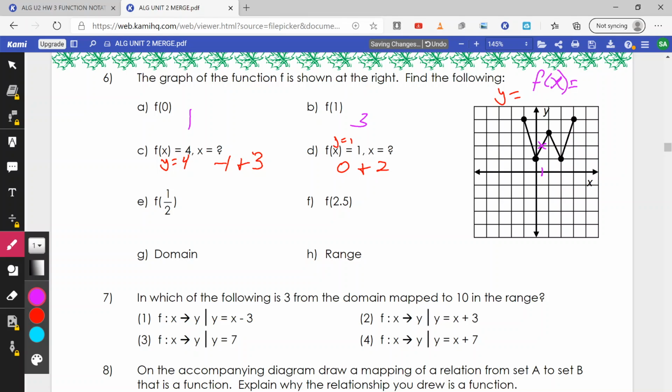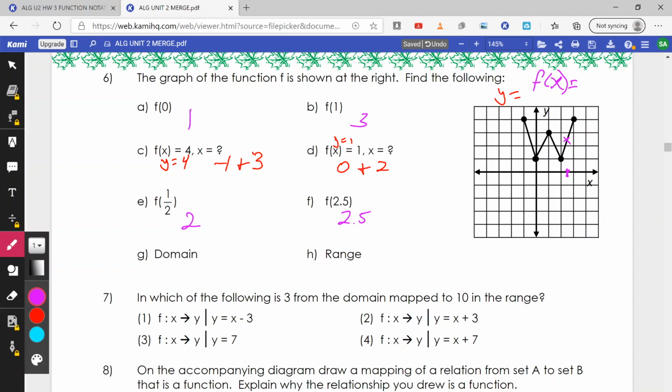And then the other one, f of 2.5, being in parentheses, that tells me it's my x value. So I go to the right 2.5 spots. And I go up 1, 2, and I kind of hit in between there. So because it's in between, that is also going to be 2.5. I'm not going to worry about domain and range. I'll move on to the multiple choice.